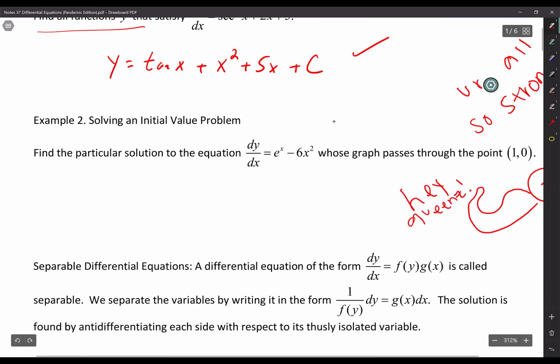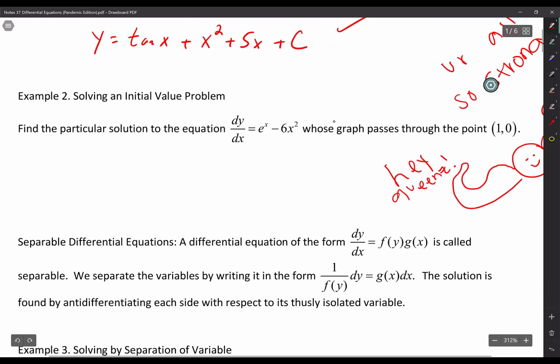So sometimes they give you an initial value. This is what Godinez wrote. Sometimes they give you an initial point or some type of initial statement. So it says find the particular solution. Again, we're doing the same thing, guys. Y equals the antiderivative of e to the x, which is e to the x, minus the antiderivative of 6x squared. Well, let's see. Add 1, divide by that. 6 divided by 3 is? So I'm going to write 2x cubed plus c.